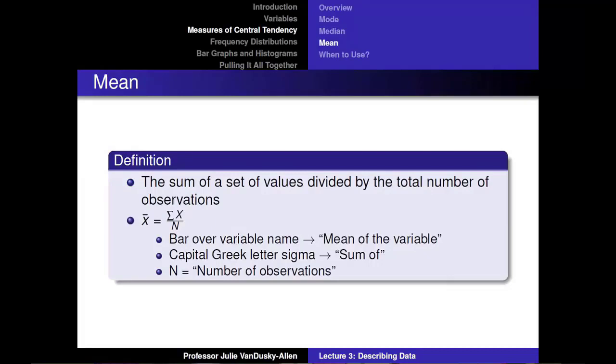The third measure of central tendency is the mean. The mean is the sum of a set of values divided by the total number of observations. Formally, the equation looks like this. X bar means the mean of X. Any variable name with a bar over it indicates that it is the mean of that variable. The Greek letter sigma, capitalized, means the sum of. In this case, it means the sum of all the observations in X. And n means the number of observations.